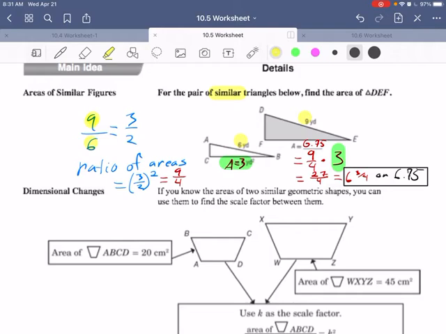9 being on the top and 6 being on the bottom, that gives us our ratio to work with. So what we actually do is we reduce that to lowest terms, which if we divide 9 by 3, we get 3, and we divide 6 by 3, we get 2. So our ratio of the areas is actually the square of that ratio. So once we bring it down to simplest terms, when we square that, we get our ratio of areas.